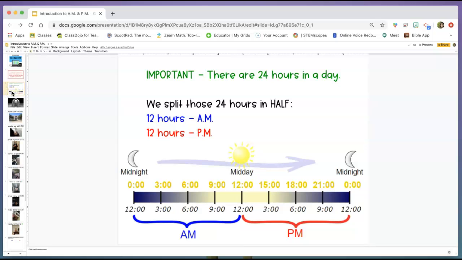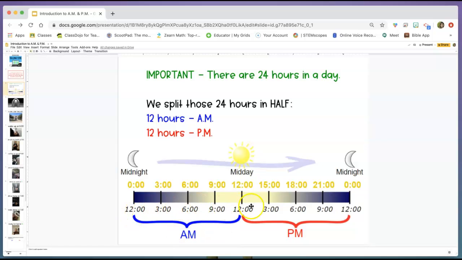Now, it's important to know that there are 24 hours in a day. One more time. There are 24 hours in a day. Now, we split those 24 hours in half. 12 of those hours are AM, and the other 12 hours are PM. So if you take a look at this picture here, you can see that we have a full day, and half of the day is AM, and the other half is PM.